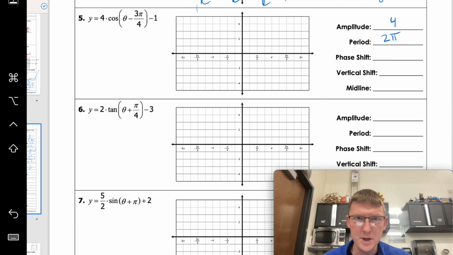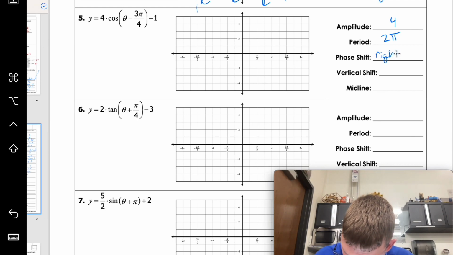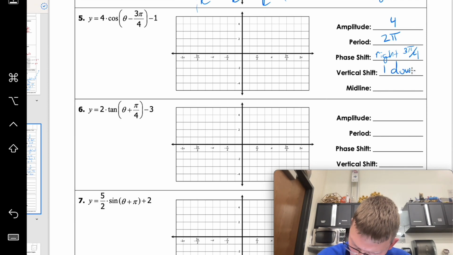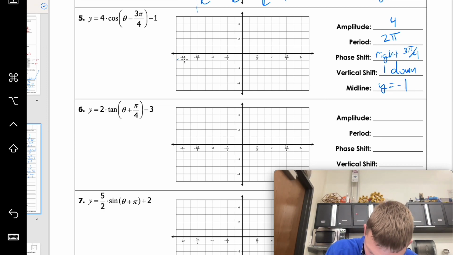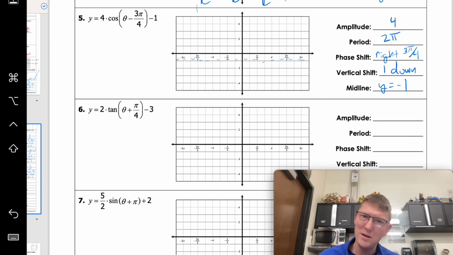Our phase shift is going to be to the right 3 pi over 4. So we're going to say to the right 3 pi over 4. And then we're going to have a vertical shift 1 down, which means our midline is going to be y equals -1. So I'm just drawing my little line right there as a midline. You don't necessarily have to draw that, but it helps me just to remember where I'm talking about. Anyway, so we've got a phase shift right.